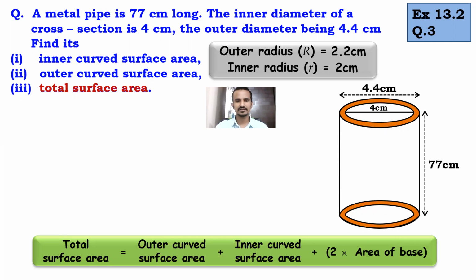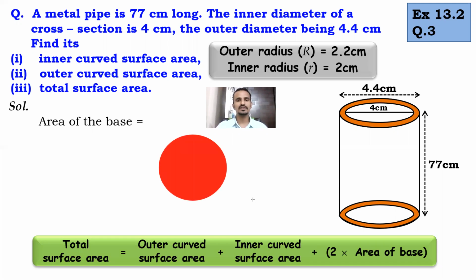Out of the 3 factors, we know the outer curved surface area and inner curved surface area. The only thing we are finding here is the area of the base. Let us find the area of the base now. Just see the base carefully. The area of the base is like a circle, but not a complete circle. Try to understand this in detail. Let's take a solid circle first. Now to find the area of this circle, it is easy. We use pi r square.